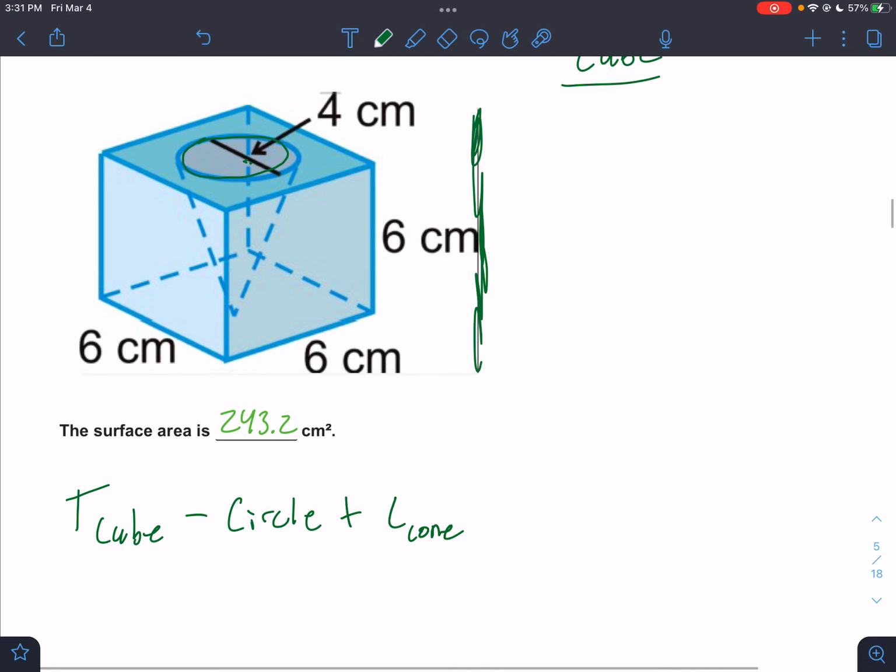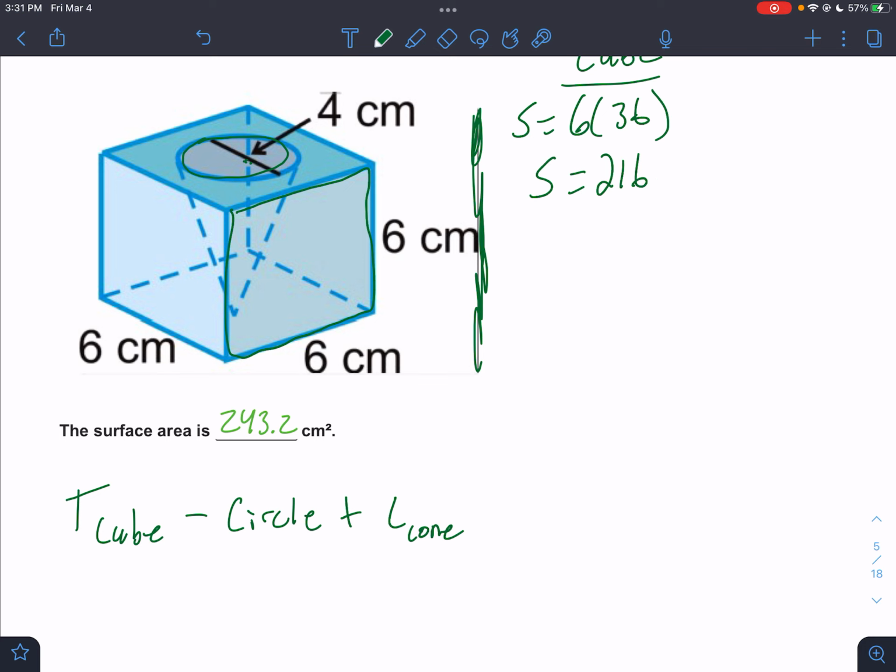So the surface area of the cube, there's a few ways you could do it. You could do the perimeter times height plus 2B, but also just think about it like this. Isn't this 6 times 6? And aren't there 6 of those? How many squares are there? There's a front, back, left, right, top, bottom. So there's 6 squares, each of them with a surface area of 36. That's going to be 216. So the entire cube with no issues is 216.